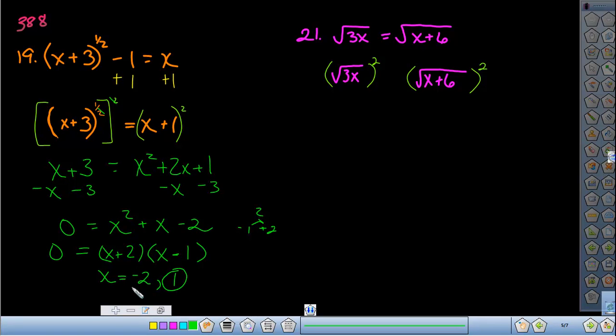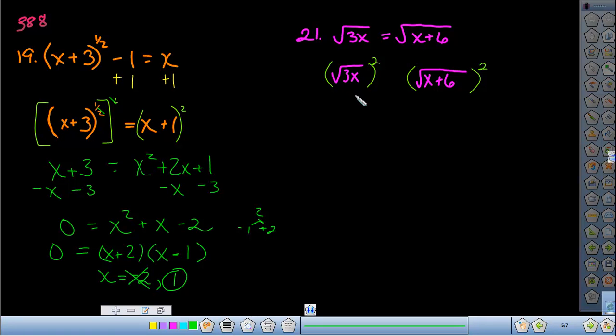Let's check number 2. Remember, we're going to plug in -2, so over here is going to be -2 when we're finished. -2 plus 3 is 1. The square root of 1 is 1. And 1 minus 1 is 0. Oops, that didn't work, because we're supposed to get a -2 as a result of that. So -2 is disqualified. It's an extraneous solution.